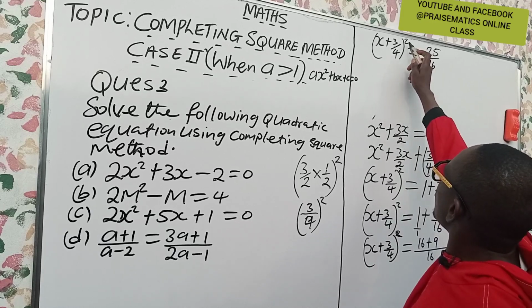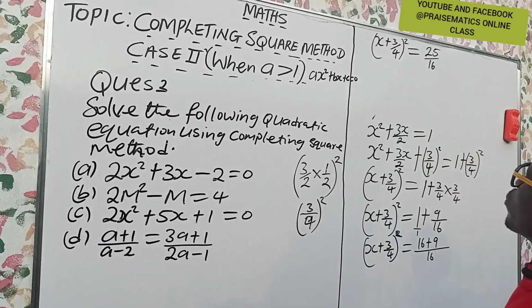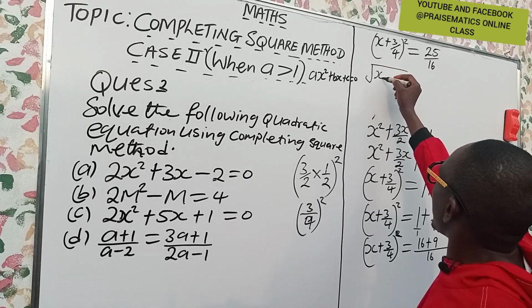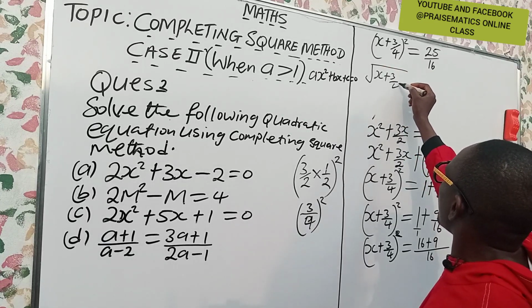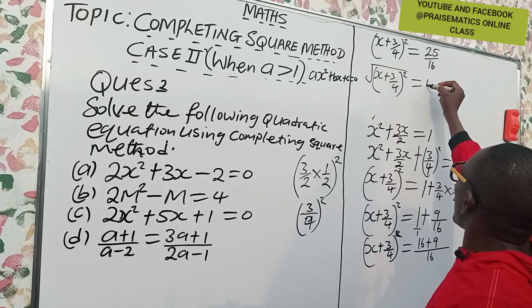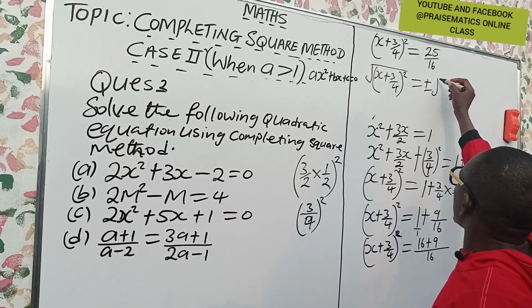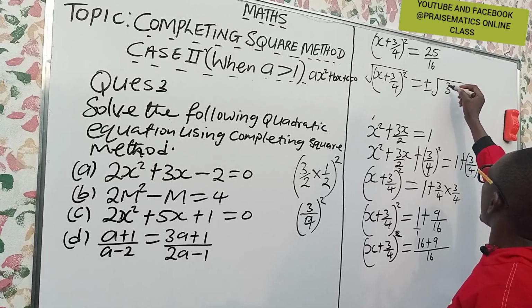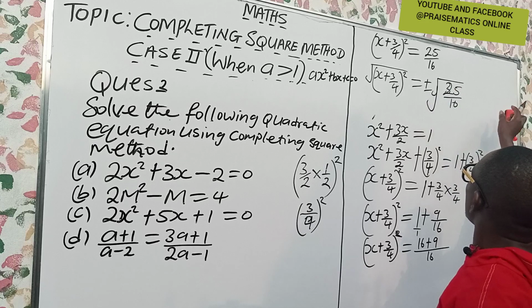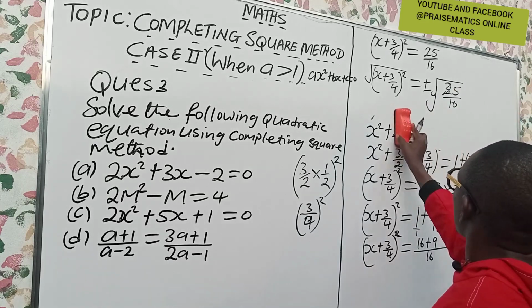Now what do we do? We want to remove this square, so we need to square root both sides of the equation. (x + 3/4)² is equal to plus or minus, because it is a quadratic equation, it attracts plus or minus the square root of 25 over 16. The square root gives both of them. So how do we do it?